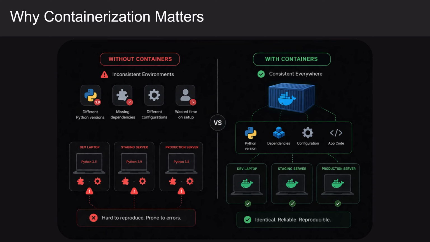Now, look at the right panel. One Docker container packages Python version, dependencies, config, and app code together. That same image runs on dev, staging, and production. All 3 green check marks. Identical, reliable, reproducible.